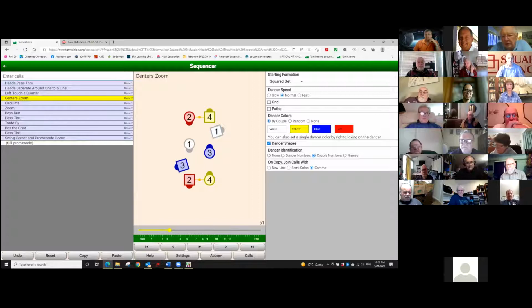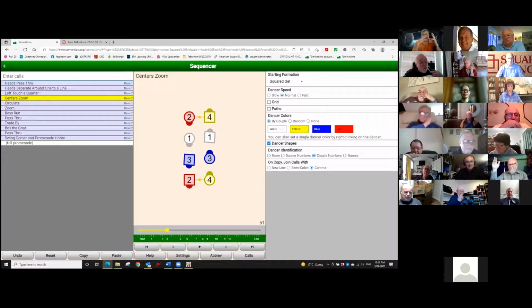Let's open it up and see what people think. Why not call left touch a quarter, single file circulate, center zoom? I know it's a different formation, but there'd be no body flow issue then. Okay. What Brian is saying is if you're going to do a zoom from a column, if you've done a touch a quarter, correct me if I'm wrong, something that gets you into a column that has that 90-degree turning action, if you're going to use a zoom, put a circulate in front of it. Is that correct? Absolutely, yes. And I agree with that.